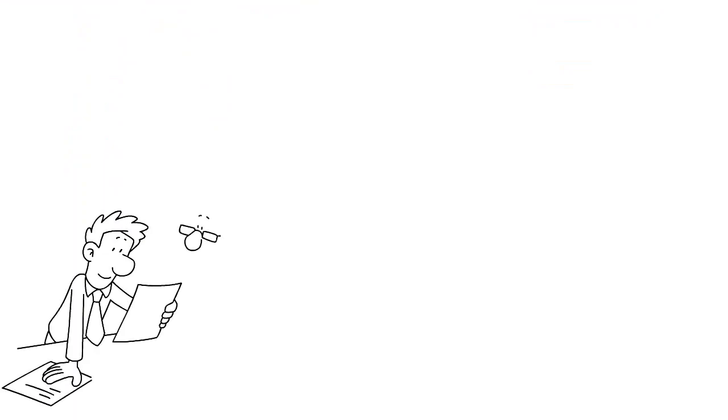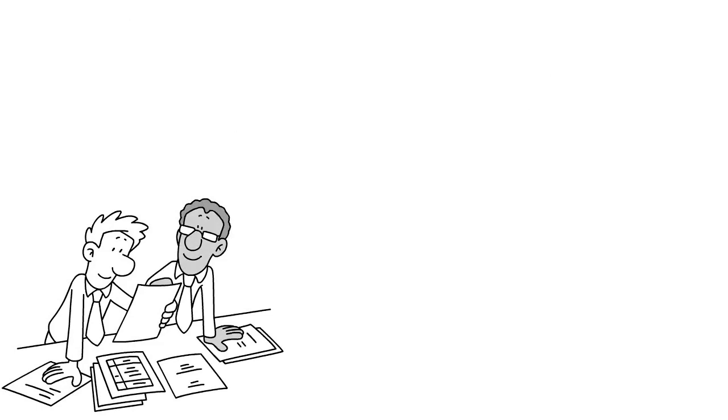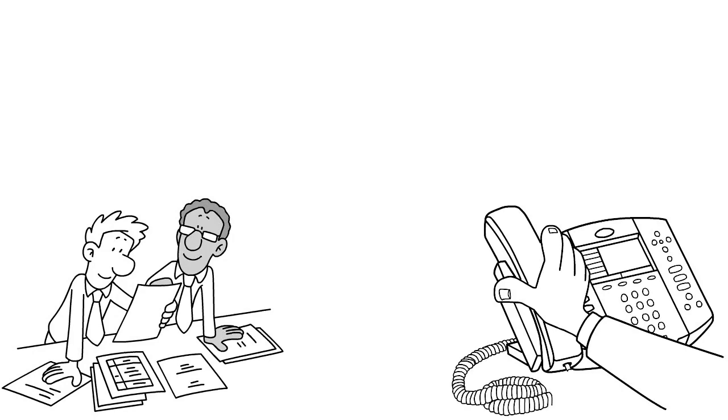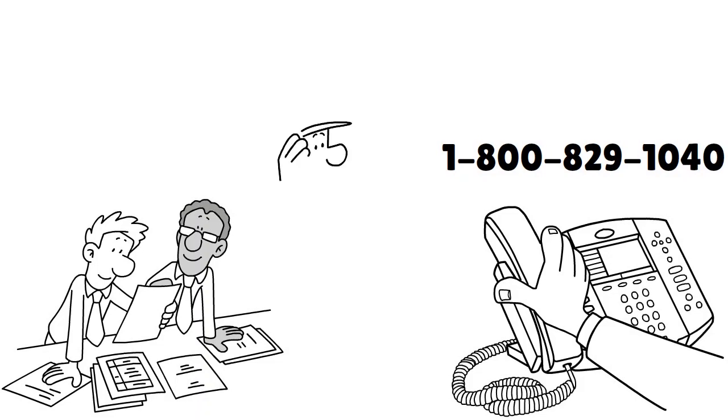To request a temporary delay of the collection process or to discuss your other payment options, you want to consider going to a branch or contacting the agency at 1-800-829-1040.